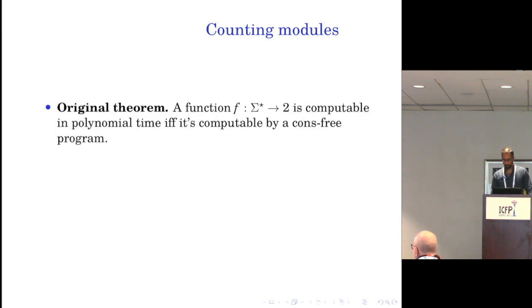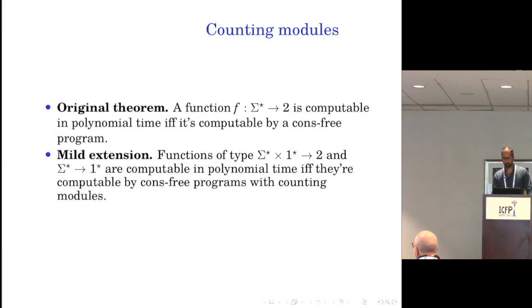And so we're going to use these counting modules. Neil in his original paper used counting modules but didn't formulate them as a dependent type explicitly. But actually formulating them as a dependent type explicitly is very useful because we can now extend his original theorem by additional types. So basically, by 1 star, I mean the natural numbers, right?